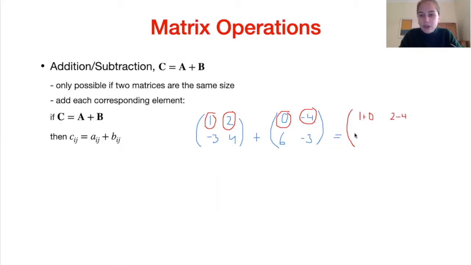Similarly, if we do that with the other elements, we see that we have minus 3 plus 6 here, and we have 4 minus 3 over here. So overall, our matrix will equal 1 minus 2, 3, and 1. So that is addition, and the same would go for subtraction.